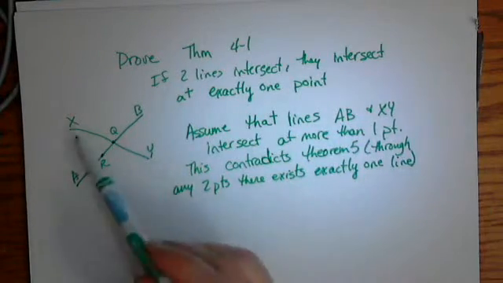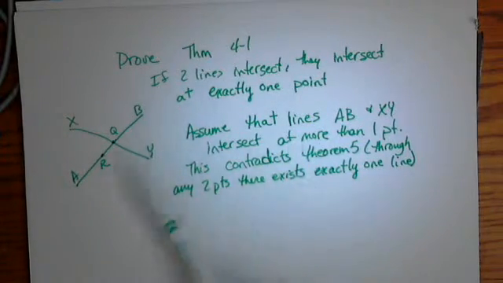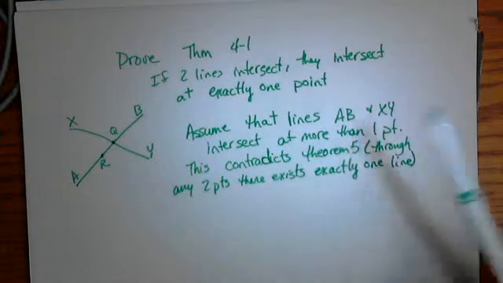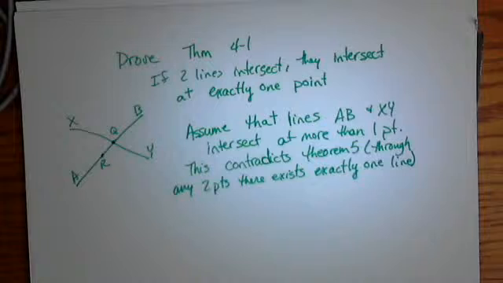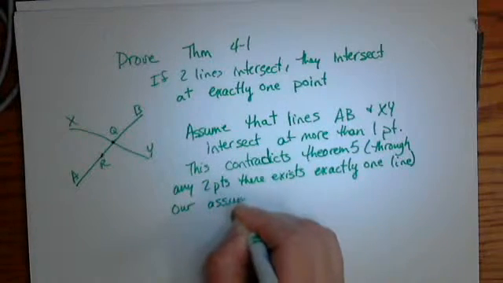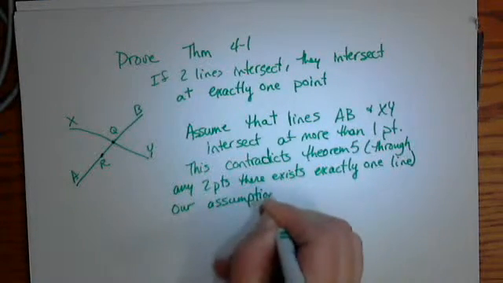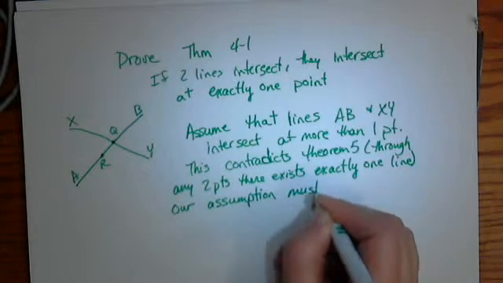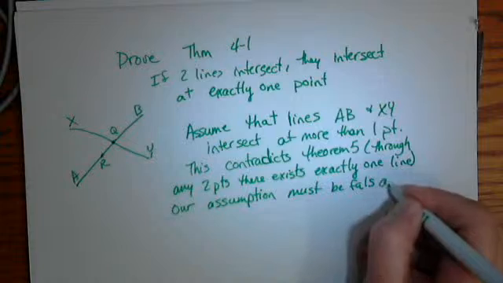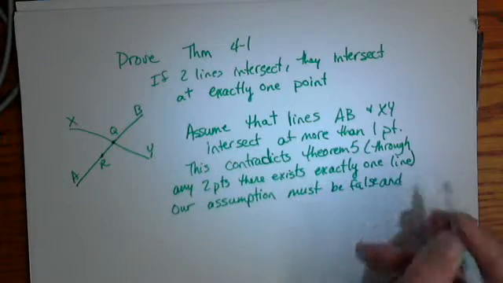Since AB and XY cannot both go through R and Q, because theorem 5 is contradicted, then our assumption must be false.